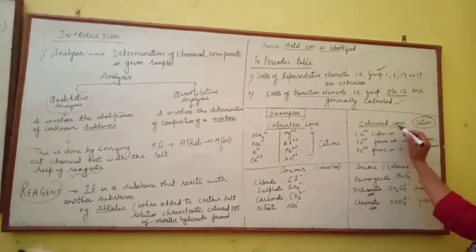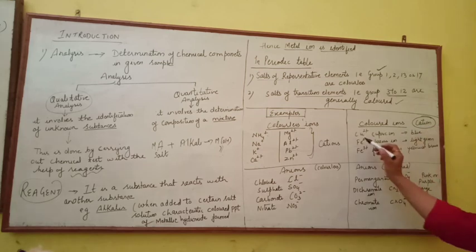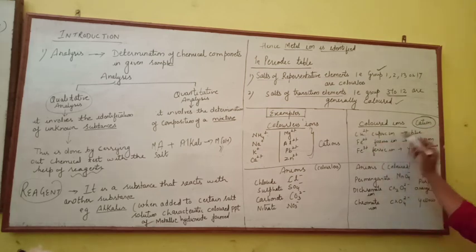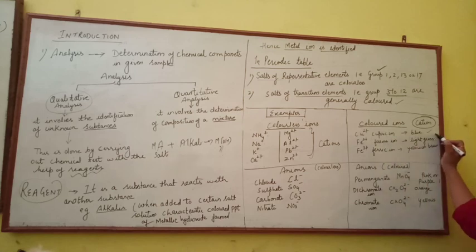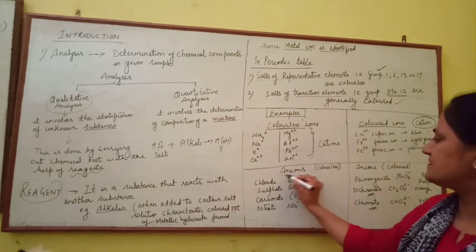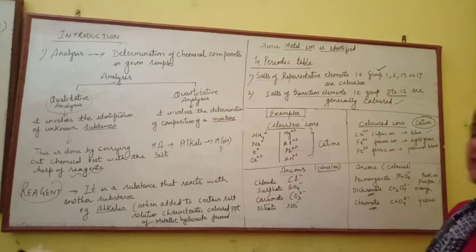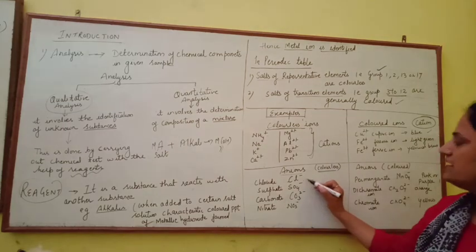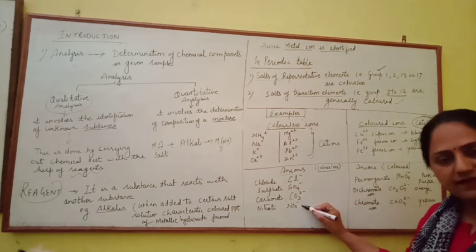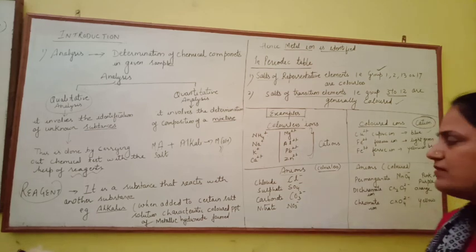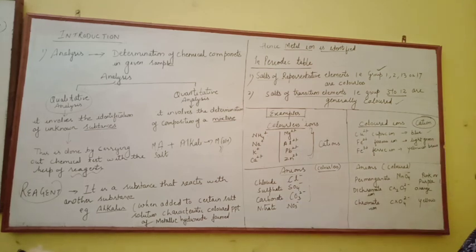Similarly, there are colored cations like cupric ion, which is of blue color, ferrous ion, which is of light green color, and ferric ion, which is of yellowish brown. Also we have anions which are colorless, like chloride ion, sulfate ion, carbonate ion and nitrate ion. Many others are there, but I am taking a few examples.